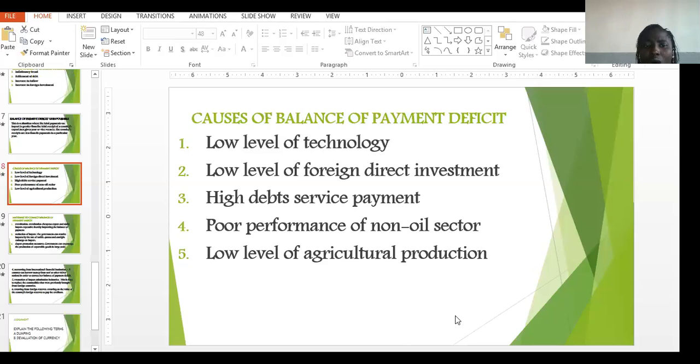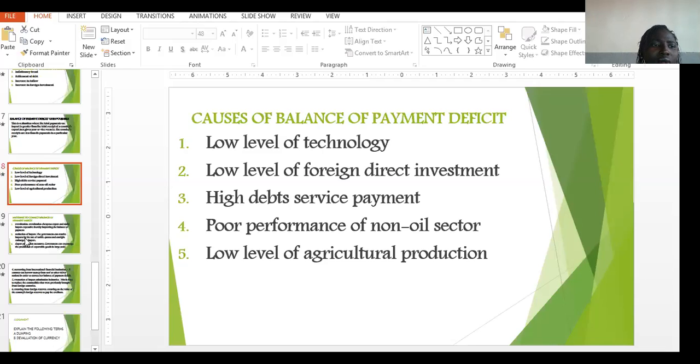All right, another cause is low level of agricultural production. Most of the farming system practiced in Nigeria is either peasant or subsistence, majorly for consumption or little for sales. And if we don't have excess, would you go and sell when your people are hungry? No. So low level of agricultural production is another thing that causes balance of payment deficits.